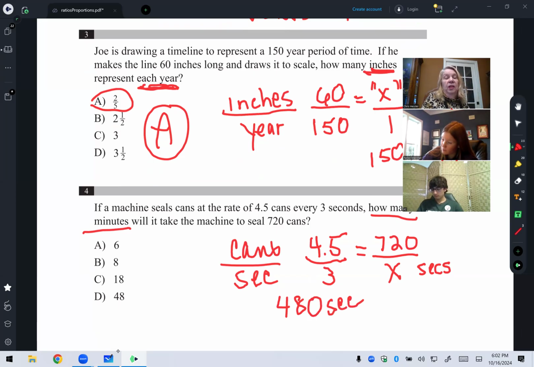Might be tempted for D, but how many seconds in a minute? 60, right? So I just divide by 60. It would be 8 minutes. So sometimes there's a double conversion. You just have to read carefully.